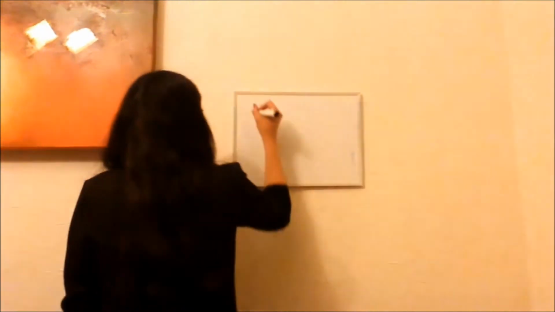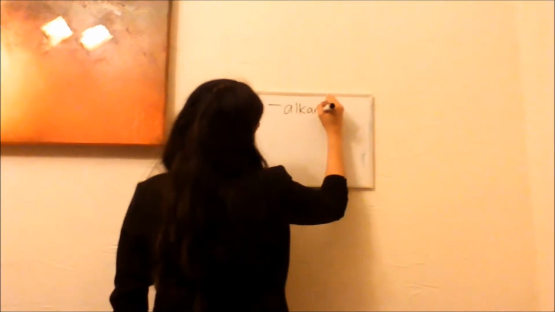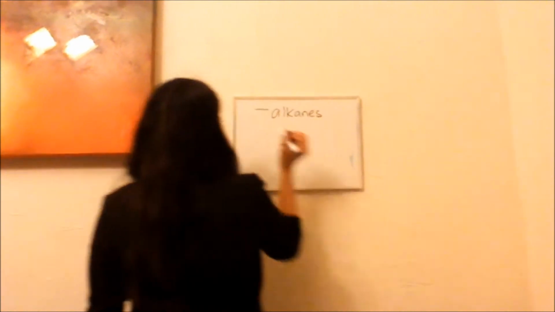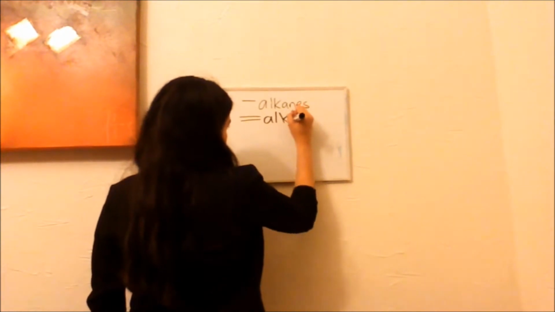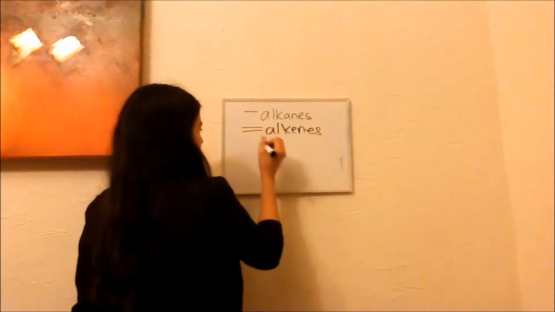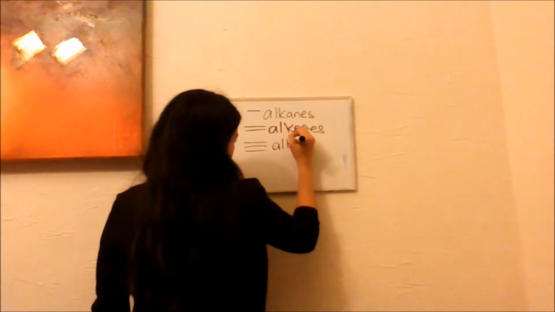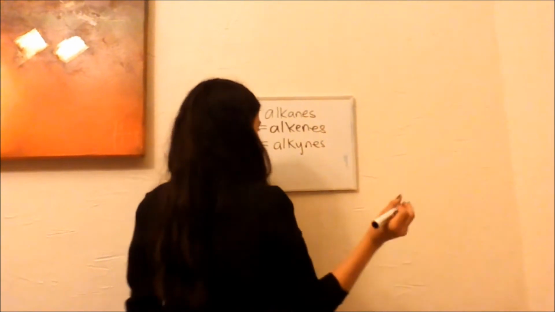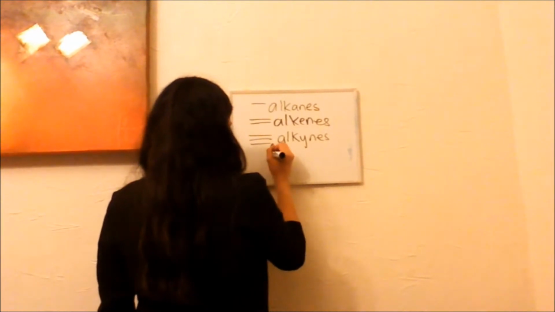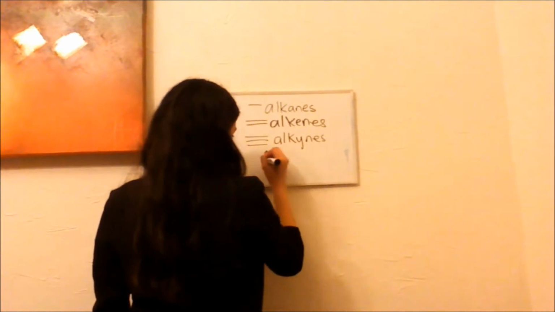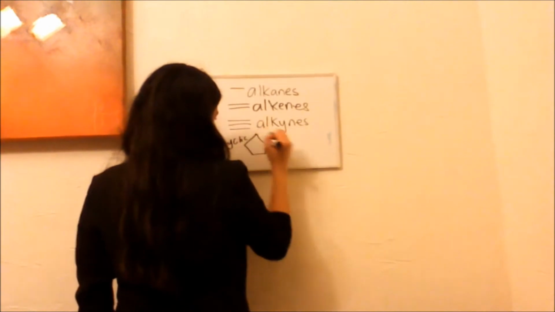There are many groups. The first one is the alkanes, that has single bonds. Second is the alkenes, containing double bonds. The third one is alkynes, which has triple bonds. There is also the cyclic, and the aromatic.